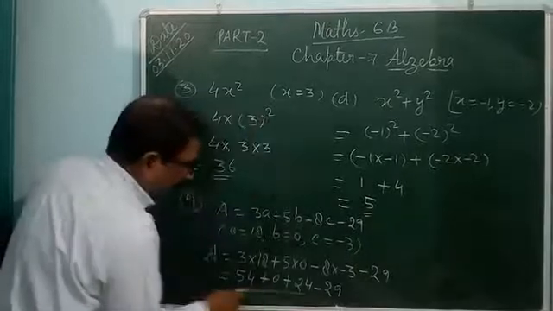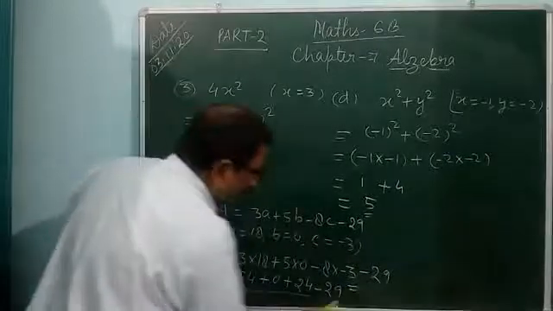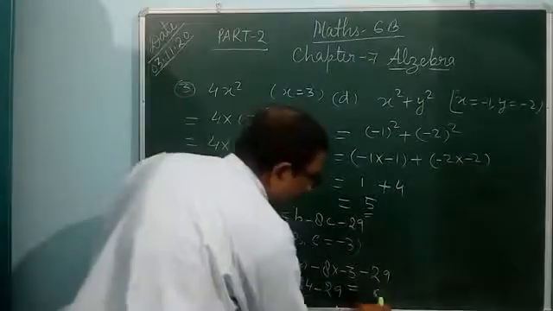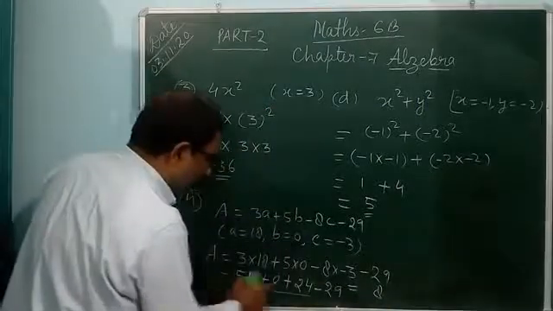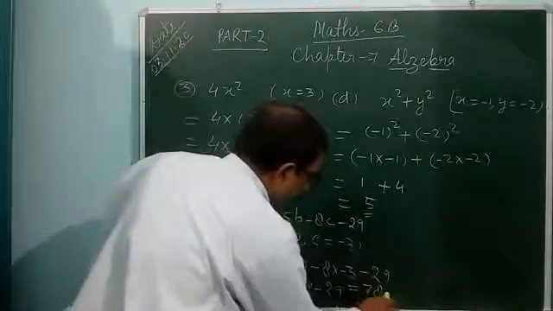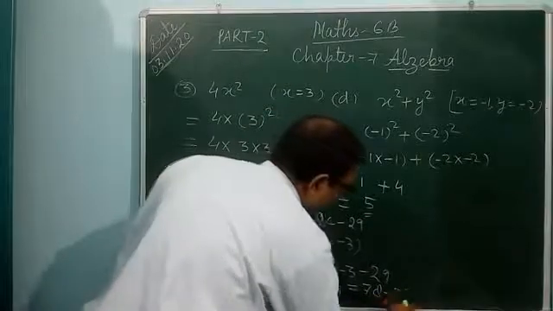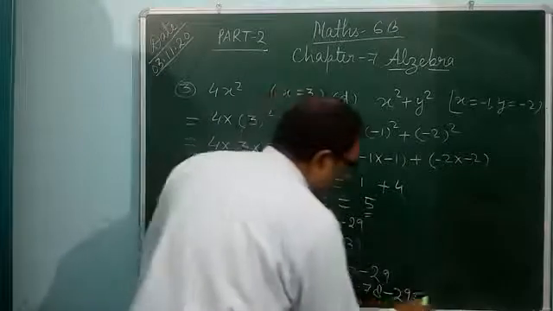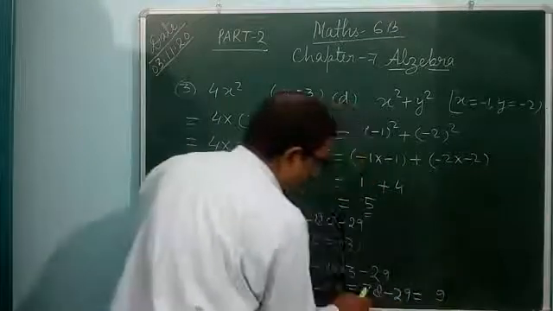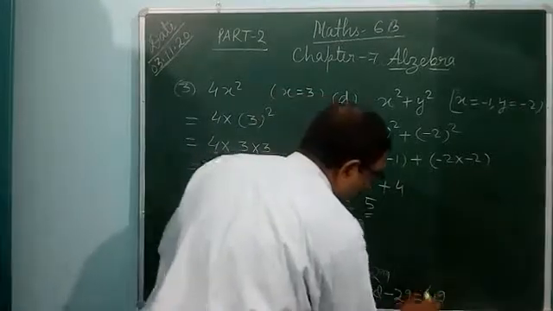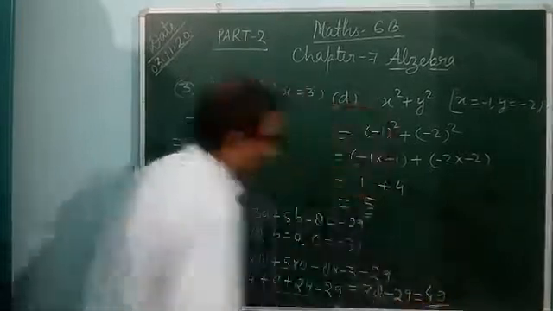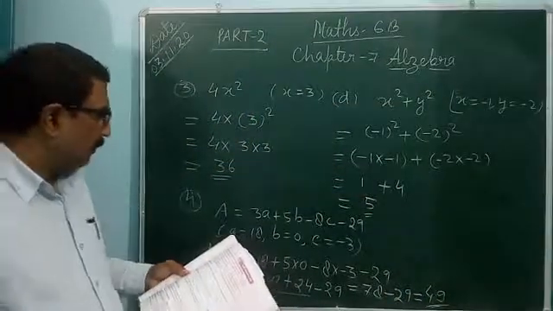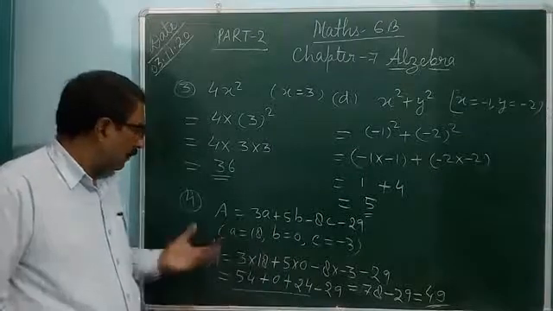So firstly you add together. This one is equal to 54 plus 24, 78, and minus 29. So 18 minus 9 is 9 and 7 minus 2 is 4. 49. So 49 is the answer. 49 is the answer of question number 4. So you can find out the value of question number 4.